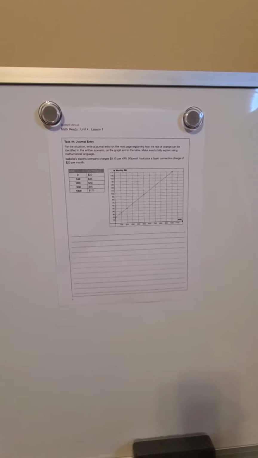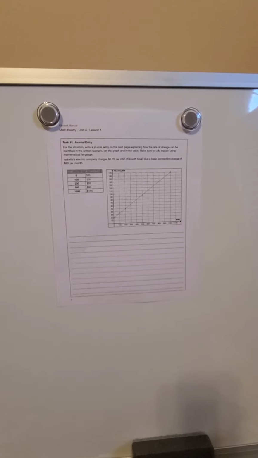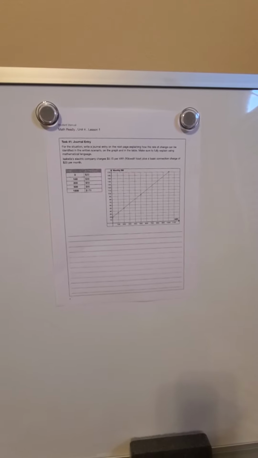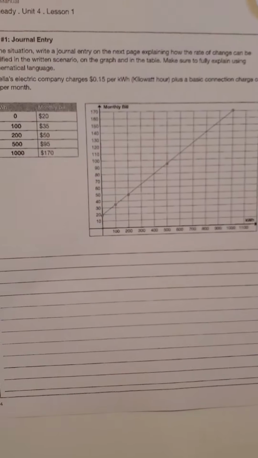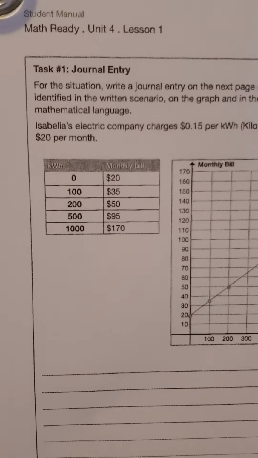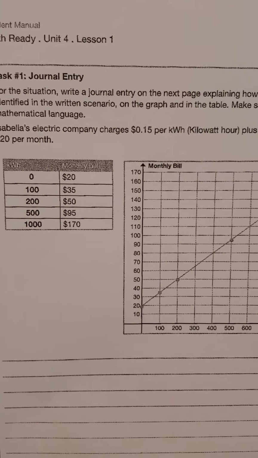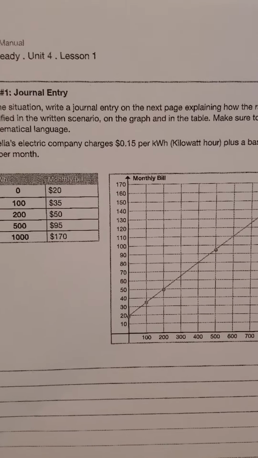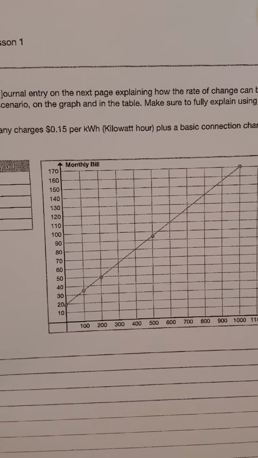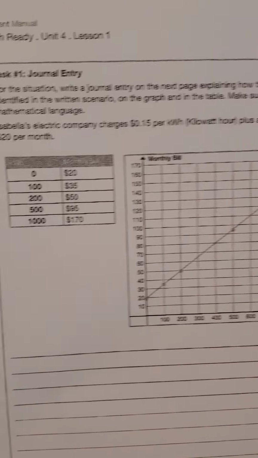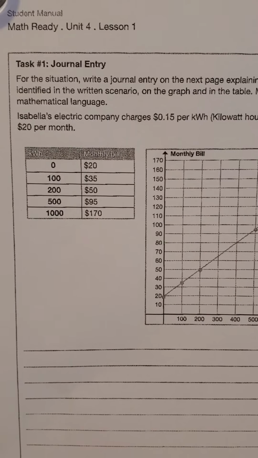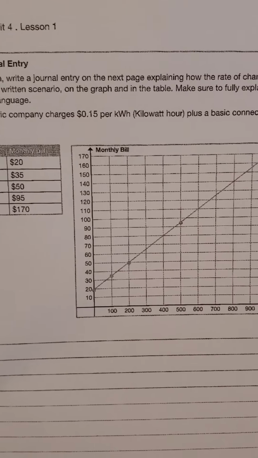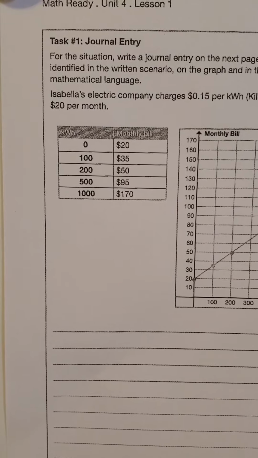The next page in your assignment was task number 1, journal entry. It had a particular situation, and it just asked you some basic information. Let me zoom in a little bit and we'll read this together real quick. It says, for the situation, write a journal entry on the next page, actually below, explaining how the rate of change can be identified in the written scenario, on the graph and in the table. Make sure to fully explain using mathematical language.